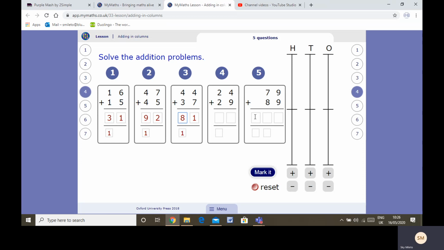I'll do one more and we'll leave the last. Oh no, we won't leave the last one because it goes into hundreds. So 9 plus 4 is 13.